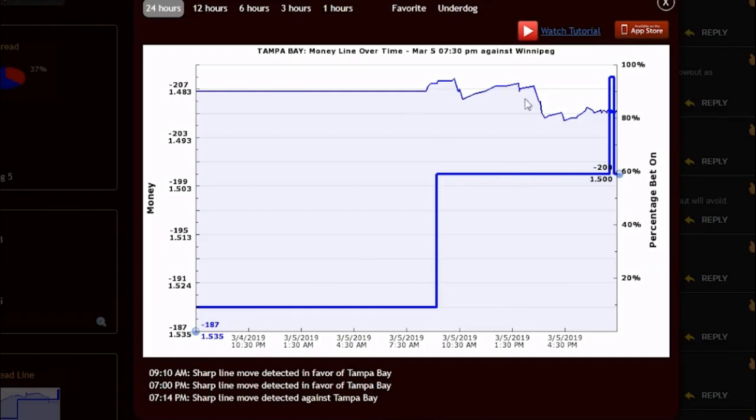Actually, the line has a clear support for Tampa to win against Winnipeg. You can see the line opened at minus 187 and closed at minus 200. So there is no reversal, and it's a very, very clean picture supporting Tampa Bay. So my prediction, just based on this line, would be that Tampa Bay is going to win in an easy game against Winnipeg. Now let's check out the results.